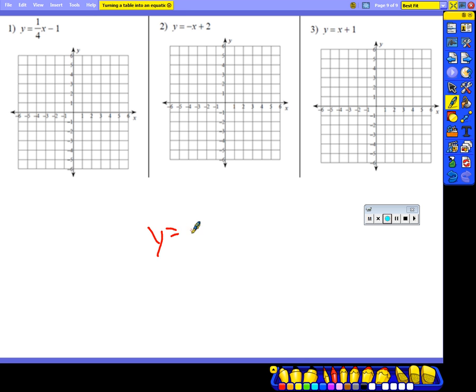Slope-intercept form is y equals mx plus b. Now what m represents is your slope, and what b represents is your y-intercept. And what that means is that, let's talk about y-intercept first.